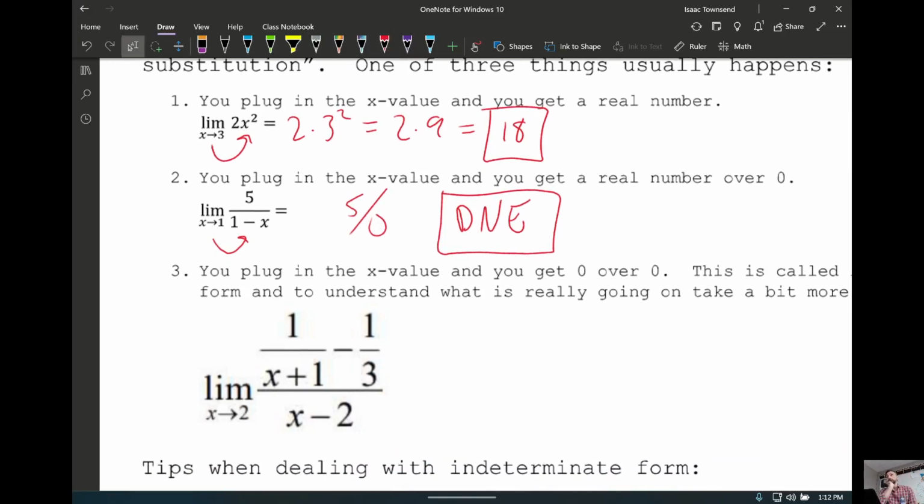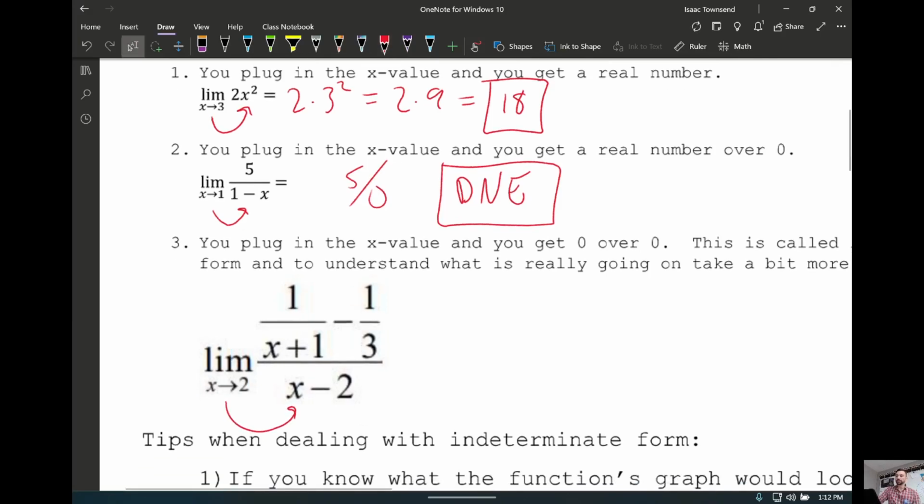But if we try to do direct substitution down here, we get 1/3 minus 1/3 on top, 2 minus 2 on bottom. This is indeterminate form. And if we think about the three tools we've talked about to deal with indeterminate form, notice how none of those help. You can't factor, there's no trig identities, and there's nothing to do with conjugates. We don't have a square root or anything like that.